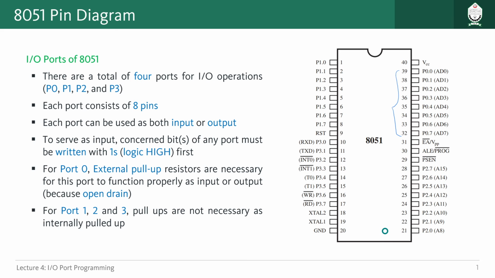input or behave as input. And some of the things you will observe here is, for port 0, if I want to use port 0, we have to connect external pull-up resistors. So why we do that, that will also be discussed in detail in this lecture. But you will see that for the other 3 ports, port 1, port 2 or port 3, these things are not necessary. Internal pull-ups are already built inside of the chip, so that we don't have to externally connect any pull-up resistor for it to use as input or output port. So that is one of the things.